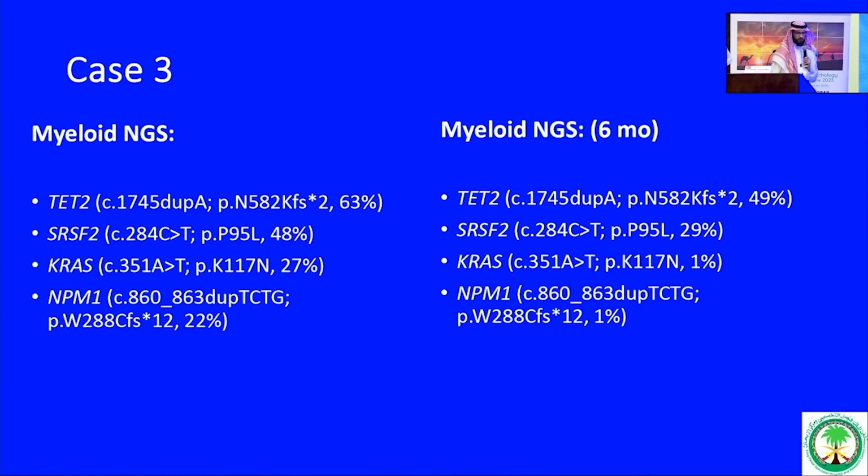So we did the myeloid NGS. We found TET2 mutation, truncating loss of function at 63%, SRSF2 mutation, very common, this is P95L. NPM1, this is type A duplication, and KRAS, also a hotspot. All of these are hotspot mutations, and the patient, based on this, received chemotherapy, because this is not a regular CMML, this is an advanced CMML, especially with NPM1.